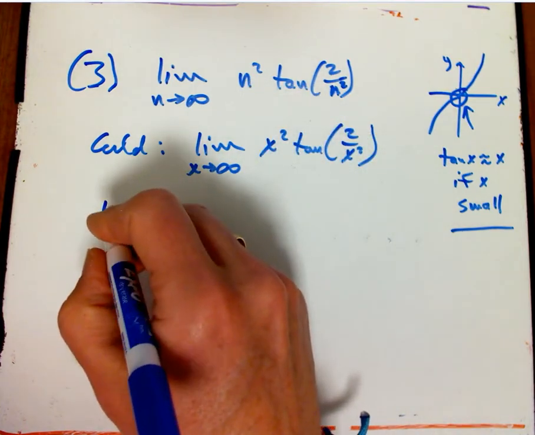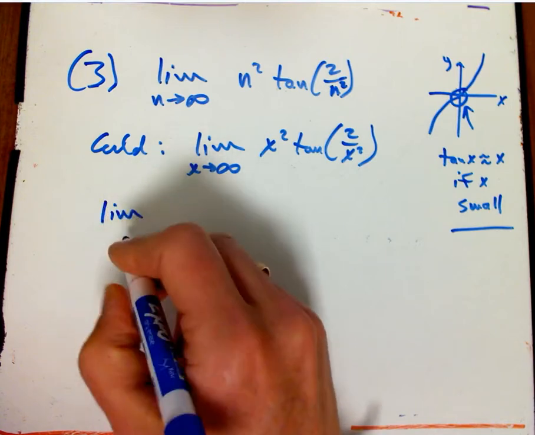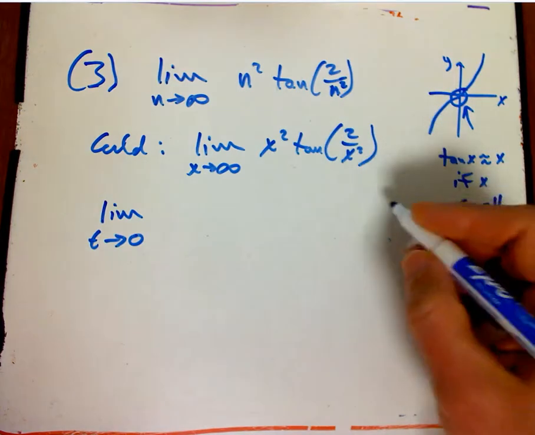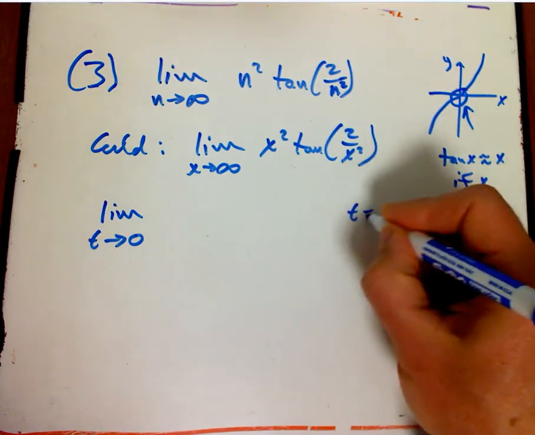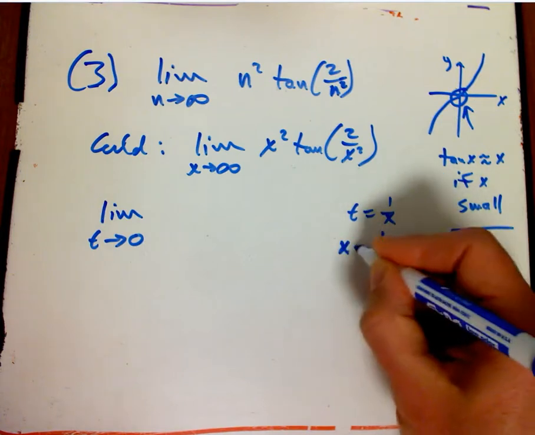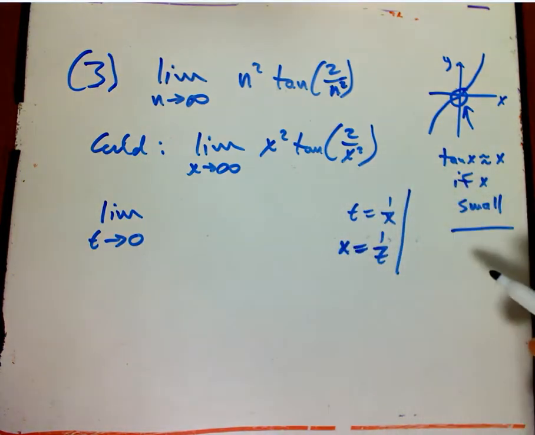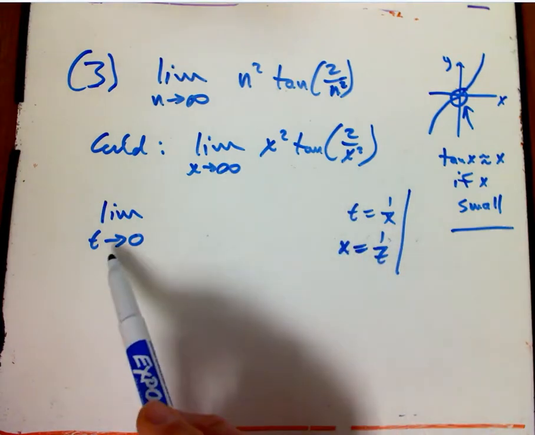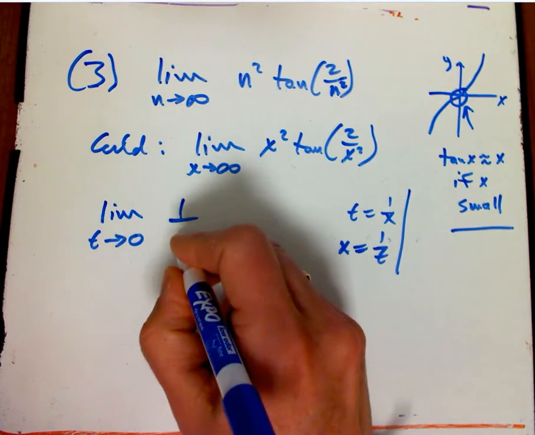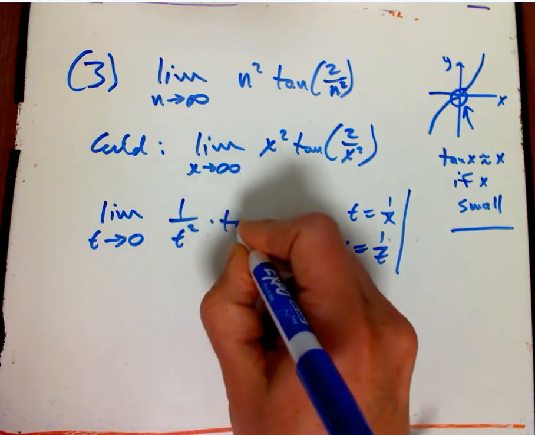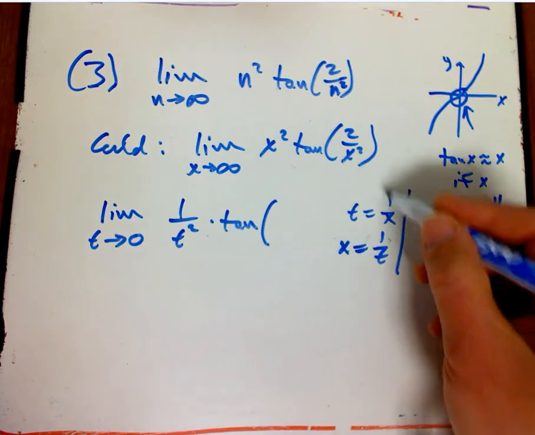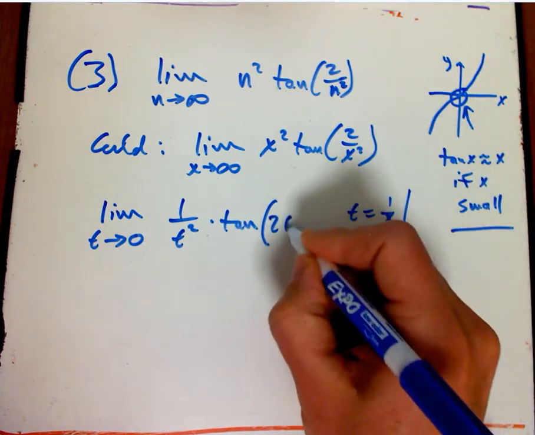Let's look at the limit as t goes to 0. Let's do one more transformation and say t equals 1 over x, so x equals 1 over t. So we're changing variables in a limit, which is a really powerful technique. As x goes to infinity, t is going to go to 0. That x squared is now 1 over t squared times tan of 2 over x squared, which is 2t squared.